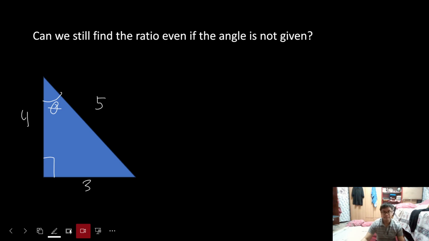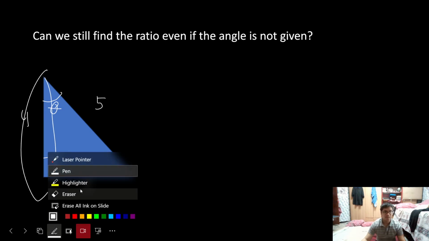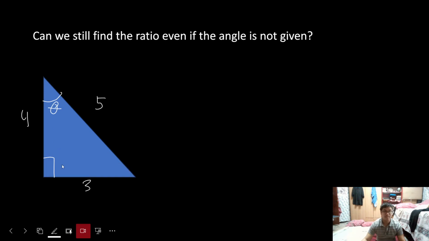You need to know which one is your opposite and which one is your adjacent. Since the side here is adjacent to the angle, or in other words, beside the angle, this is your adjacent. While your side here below, which is the base side, and the length is 3 units, as you can see, is not beside the angle. So this is your opposite.